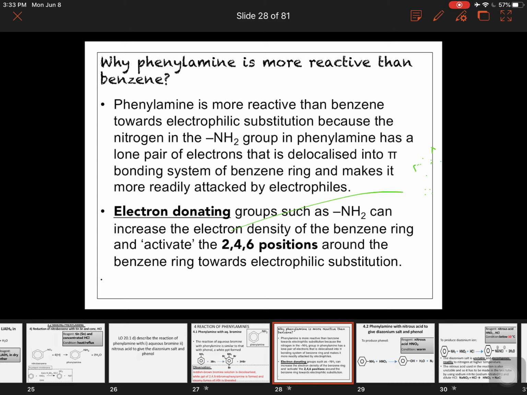Okay, NH2 is what we say an electron donating group, because as you saw just now, the lone pair of nitrogen goes into the ring, or another way, is delocalized into the ring. So in a way, nitrogen is donating the lone pair into the ring, and therefore it activates the 2, 4 and 6 positions. Okay, so this is the same as other electron donating groups like your alkyl or your phenol. All of these electron donating groups activate the 2, 4, 6 positions. So that explains why phenylamine is more reactive than benzene.